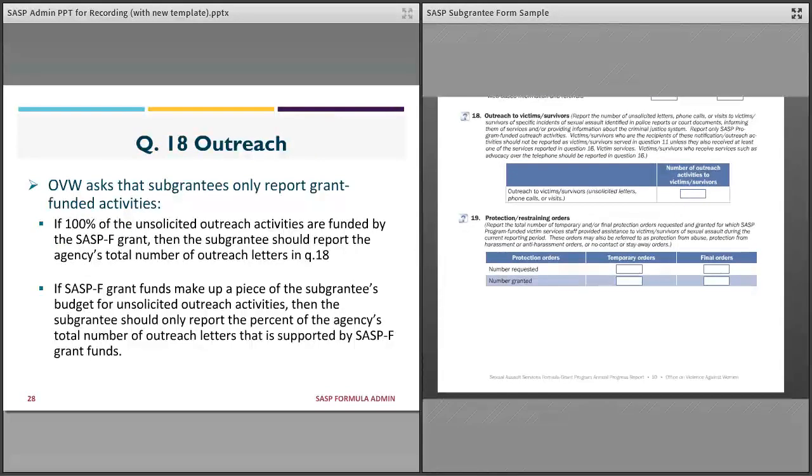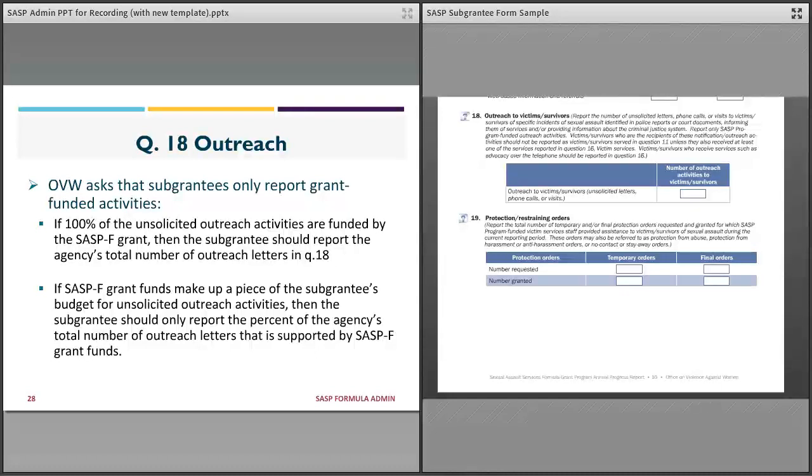In question 18, outreach, many subgrantees incorrectly report agency-wide totals here. If you see extremely large numbers here, please check that the subgrantee is again adhering to OVW's request that subgrantees only report on grant-funded activities. Subgrantees should only report on grant-funded, unsolicited outreach activities in question 18.